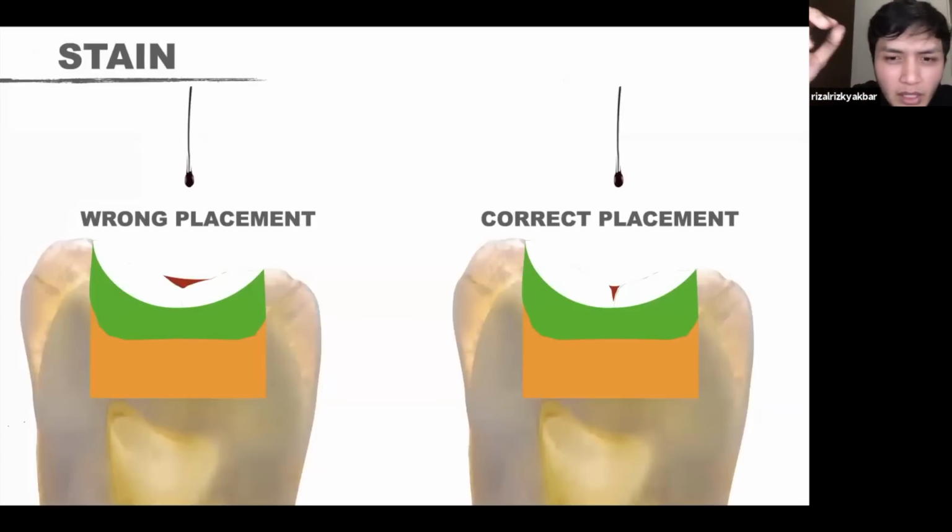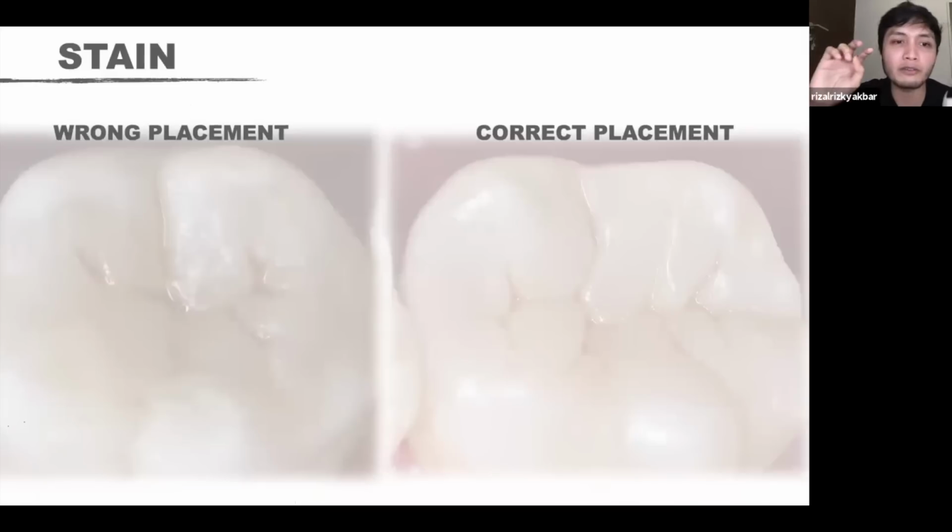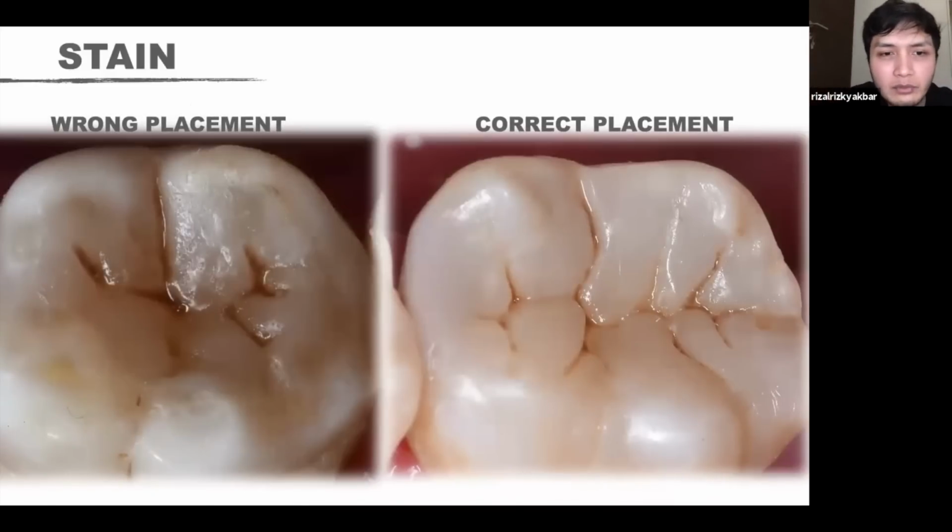So the thing is, you need to create a proper form of your fissures, of your anatomy, to create a very good natural look of your restoration. If you put a stain like this, in the wrong placement, you will see the dirty look of your tooth. This is actually my restoration. When you create fissures that are not sharp enough, it will create such a dirty look of the tooth. So make sure you create deep and thin fissures in order to create a correct placement of stain.